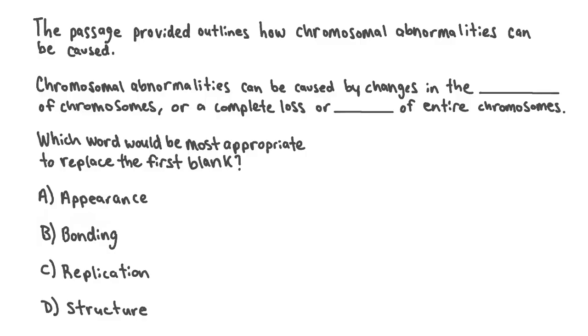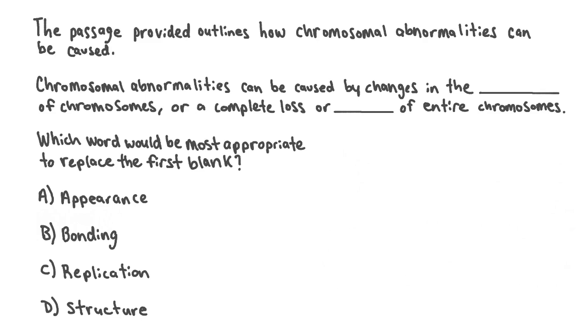The passage provided outlines how chromosomal abnormalities can be caused. Chromosomal abnormalities can be caused by changes in the blank of chromosomes or a complete loss or blank of entire chromosomes. Which word would be most appropriate to replace the first blank? A. Appearance, B. Bonding, C. Replication, or D. Structure. This question is asking us about chromosomes and chromosomal abnormalities.